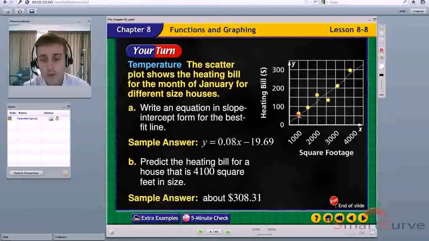If we chose right here, we can choose (1000, 60) to use this point right there, and then we can use this point also, which is about (3,700, 300).